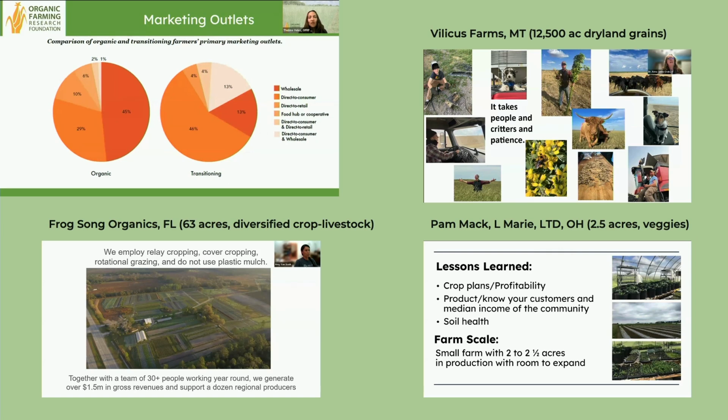So on the top left, we have Thelma Velez, who is our Research and Education Program Director from OFRF, giving some stats that we have on organic farmers and organic markets. And then we had 3 different farmers from 3 different places in the country, 3 very different scales, talk about their markets. Everything from 12,000 acre grain production in Montana to 2 acres in Ohio. All women farmers on this one too.